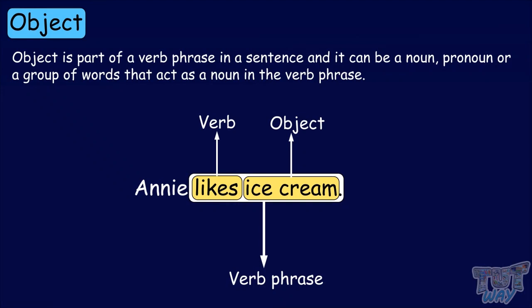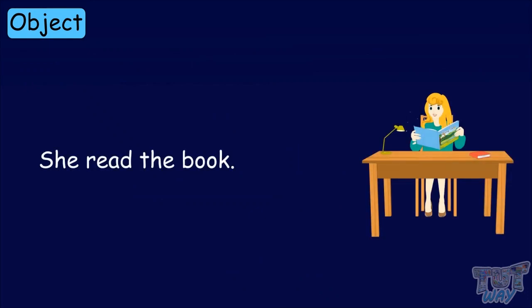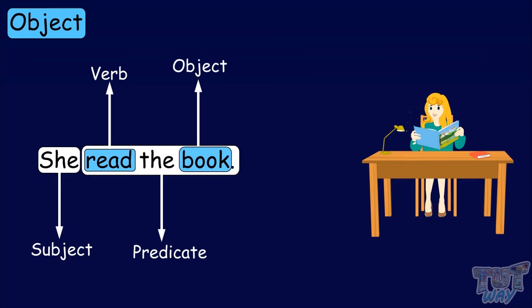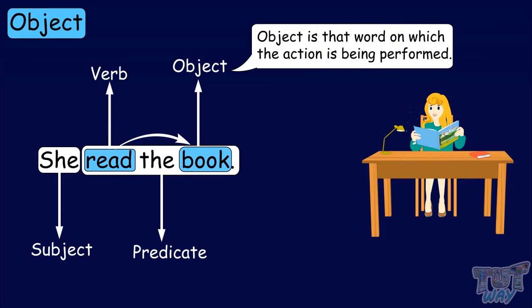The first one is, she read the book. She is the subject of the sentence. Read the book is the predicate of the sentence. In the predicate, read is the verb of the sentence, and book is the object, that is, the action read is being performed on the book. So, object is that word on which the action is being performed.